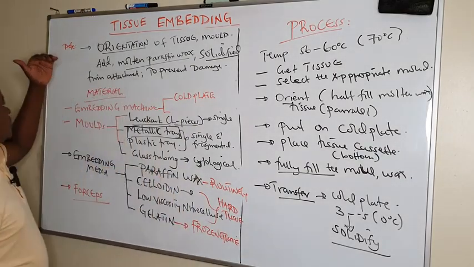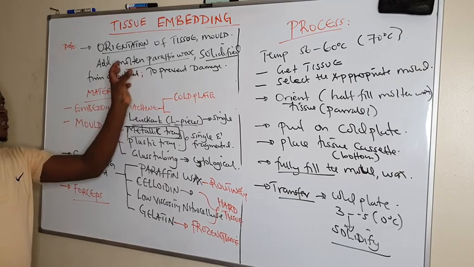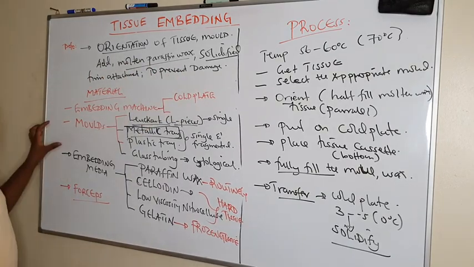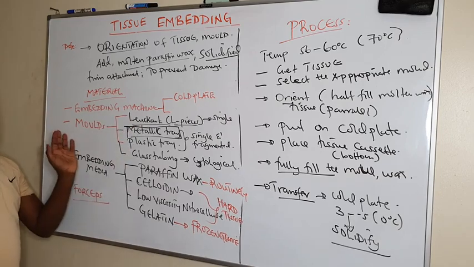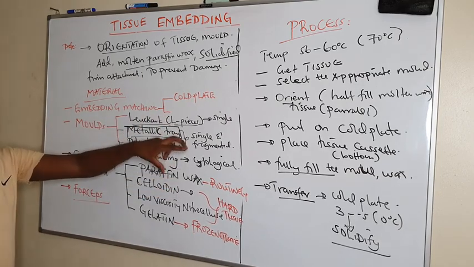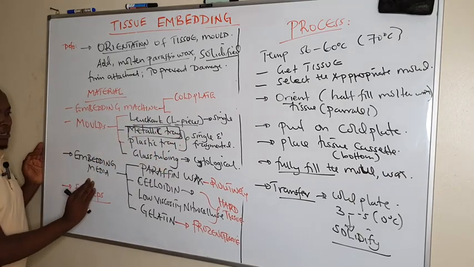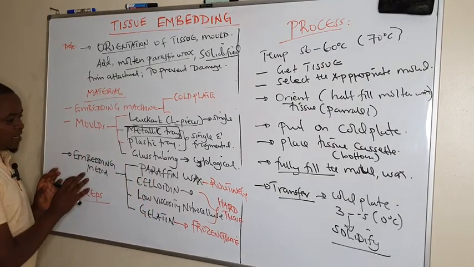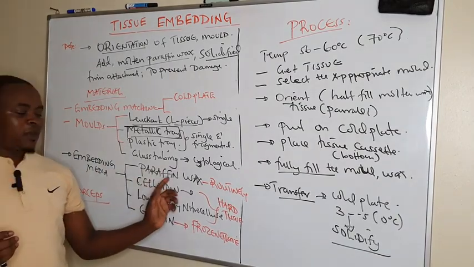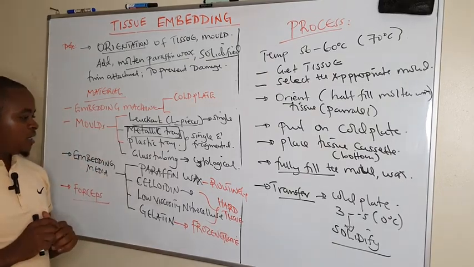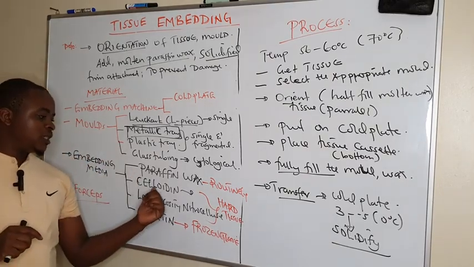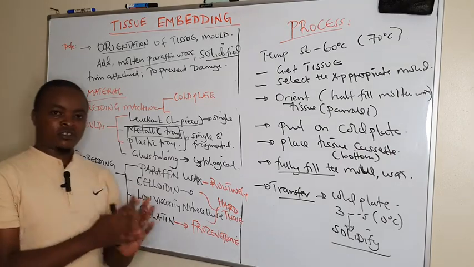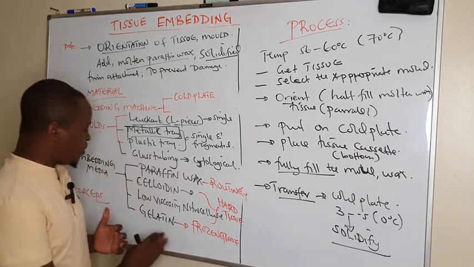So we have seen what it is, whereby we are providing a solid medium to enable sectioning without damaging the tissue. Then we have seen the materials, whereby we need the embedding machine, we need the molds, and we have seen the importance of the different molds used. Then we have seen the embedding media. In the case where they ask you in a multiple choice question which of the following embedding media are routinely used, that is paraffin wax, due to its low melting point. Then for hard tissues, we use celloidin, which has been replaced by nitrocellulose. Then for frozen sections for immunohistochemistry, we use gelatin.